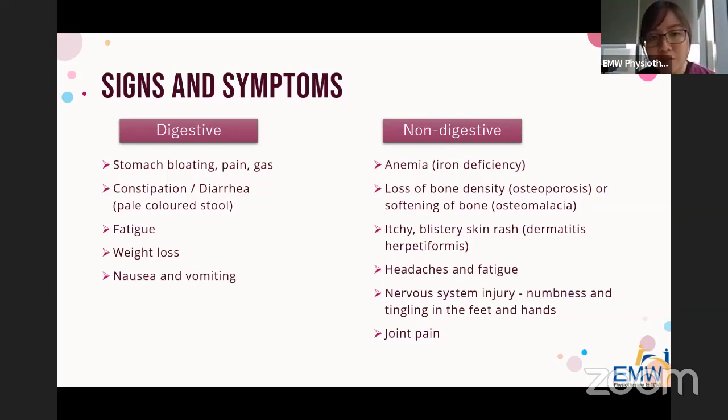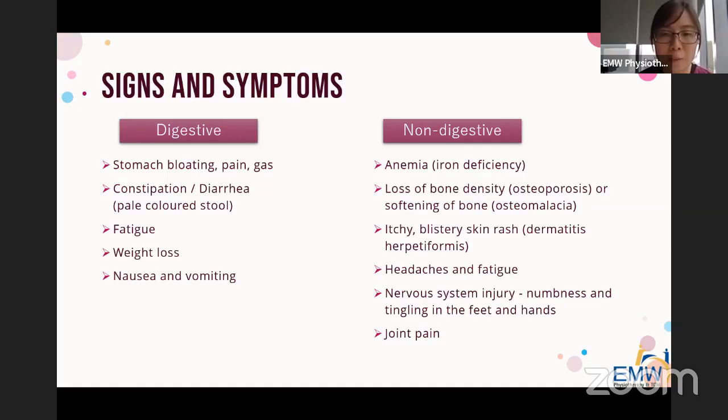For the non-digestive part, likewise, because of the damage to the small intestine, you may also experience anemia, iron deficiency, the loss of bone density, osteoporosis. Your calcium and your vitamin D may come into play.